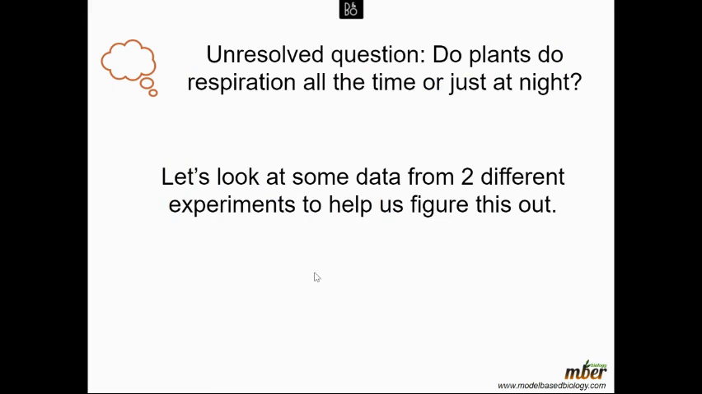An unresolved question that we have is, do plants do respiration all the time or just at night? We do know that in the dark, plants give off carbon dioxide, but do they do this also when there's light? Because we know when there's light, they go through photosynthesis. So we're going to look at two experiments, and you have some questions to answer on this as well.